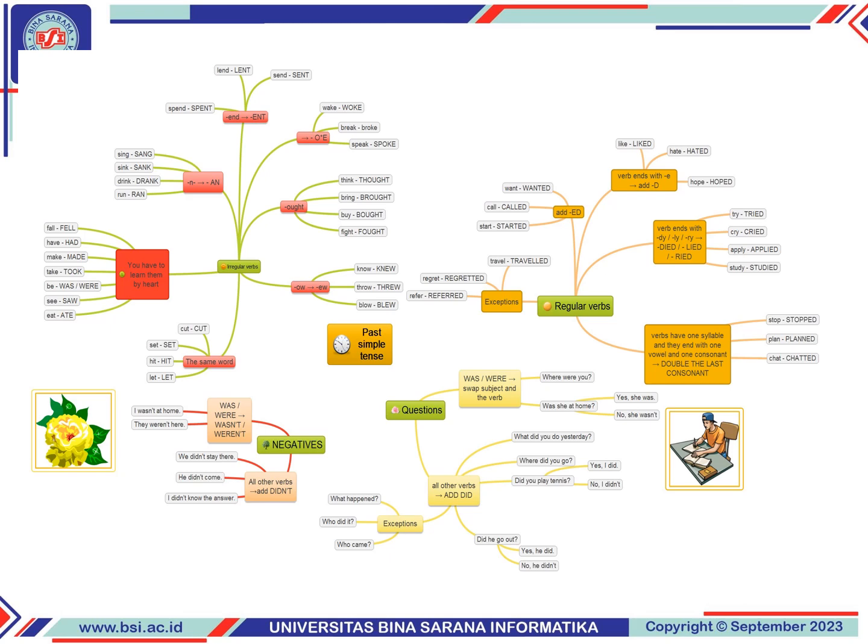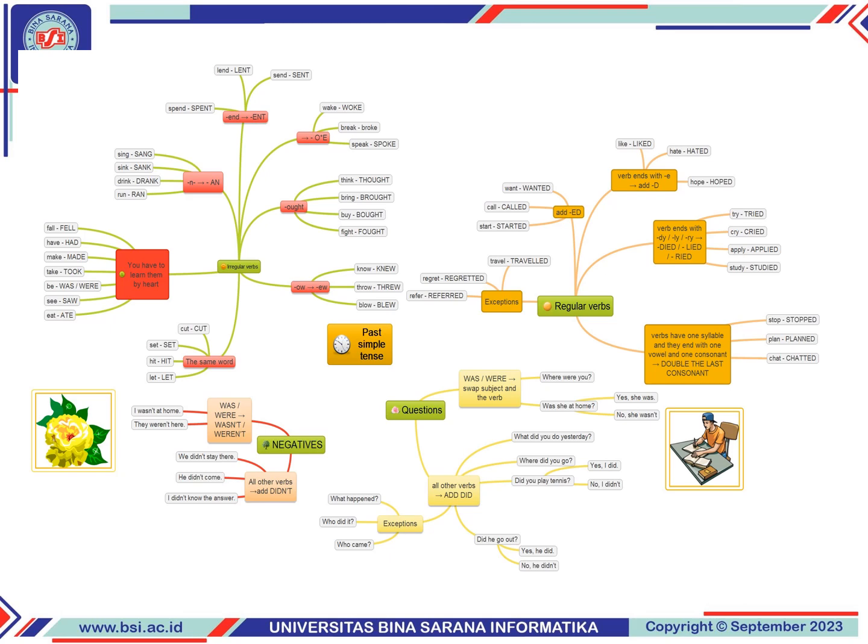And same as all the sentences, there are three forms of the sentence: negative, question, and positive. For negative, we use auxiliary was and were for non-verb, and we use did for verb. All the kinds of sentence we use did. For example, we didn't stay there. He didn't come. For the subject non-verb, I wasn't at home. They weren't here.